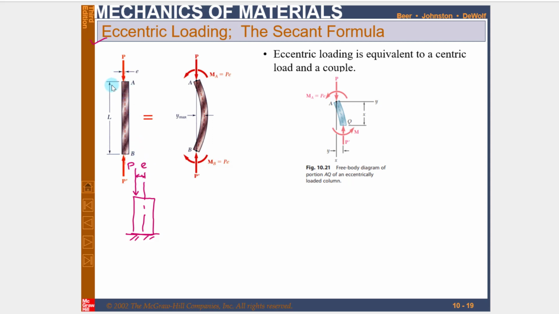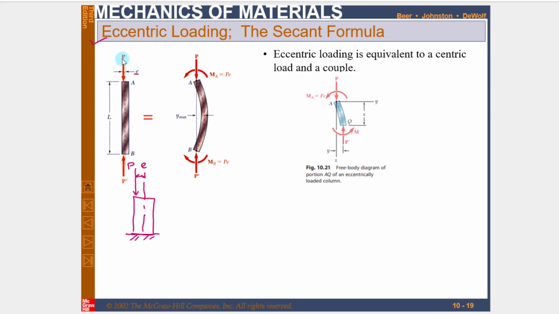So this is a column AB of length L, acted upon by eccentric load P, and the eccentricity is E, where E is the distance between the applied load and the axis of the column. Due to this loading and eccentricity, the column will buckle like this.